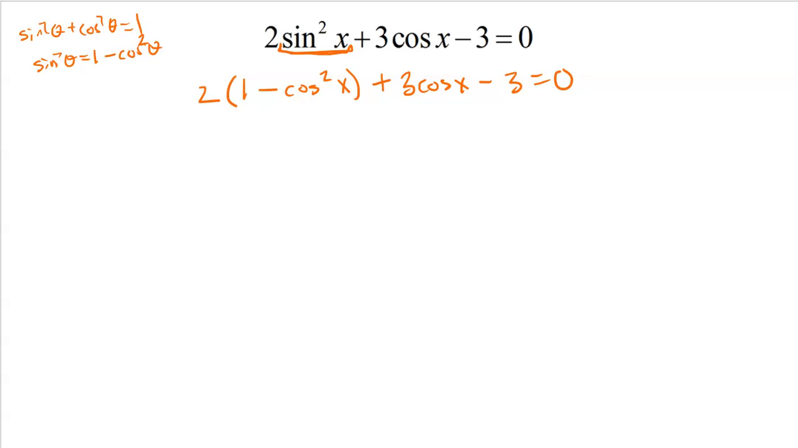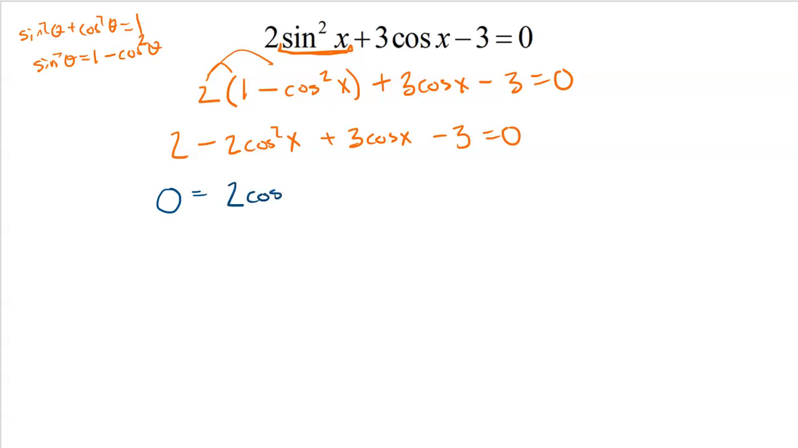I just have to clean it up a little bit here. So I'm going to distribute my 2. So I get 2 minus 2 cosine squared of x plus 3 cosine of x minus 3 equals 0. Now, something we learned a long time ago when we talked about solving quadratics is they're always easier when the square is positive. So I'm actually going to move everything to the right-hand side because I want this negative 2 cosine squared to be positive. So I'm going to add it over, and I get 2 cosine squared of x.